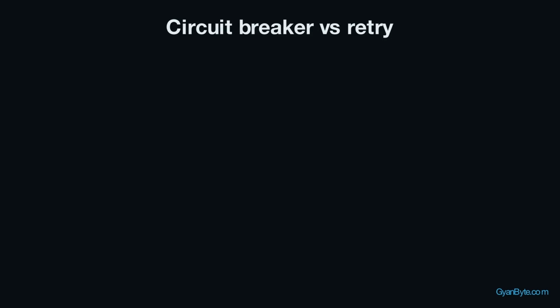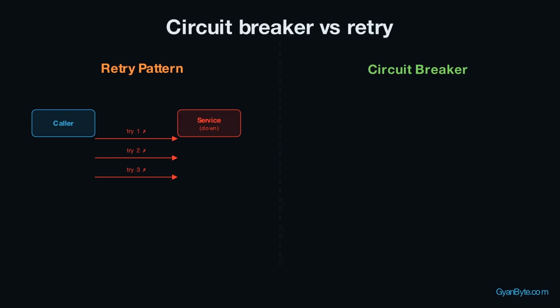People often confuse circuit breakers with retries. They are not the same, and using the wrong one makes things worse. The retry pattern says if a request fails, try again, maybe with exponential backoff. This works great for transient errors like a brief network hiccup or DNS timeout. But retries are dangerous when a service is genuinely down. Retrying 3 times on every request means you are now sending 3x the traffic to an already overloaded service. You are pouring gasoline on the fire.